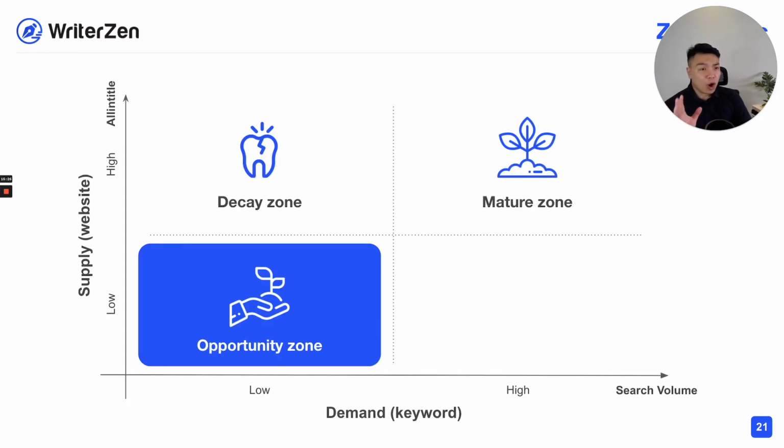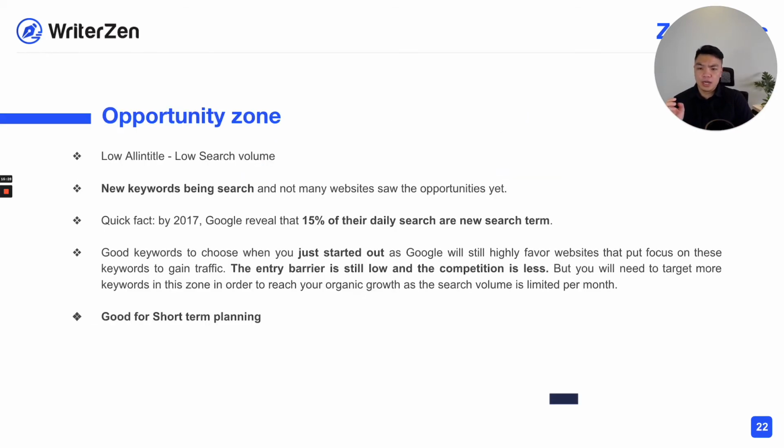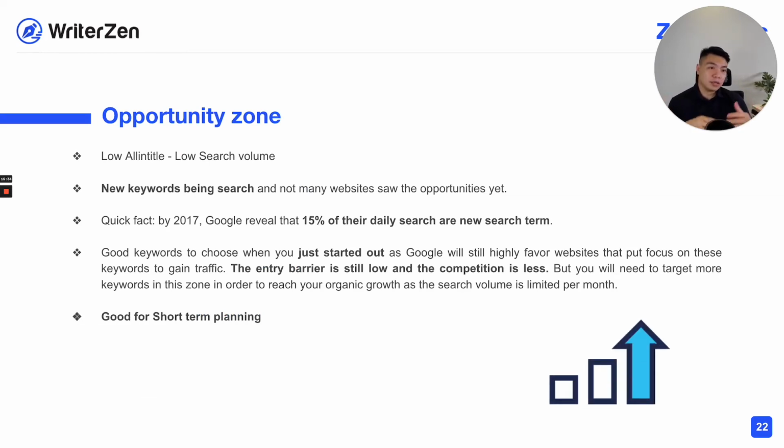The third zone is called the opportunity zone, right? The opportunity zone is essentially low on-title and low search volume. They are newly born keywords, right? These are keywords that some people have just started to have demand for. Some people start searching for them, but not many people know about them yet, right? And not many websites know about them either. So you have keywords that have purely just been born and are being searched, and it presents so many opportunities.